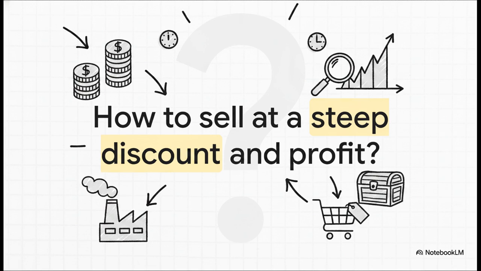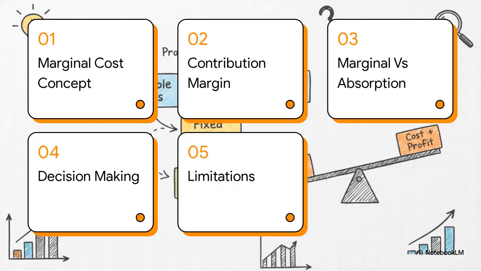Well, today, we're going to put on our detective hats and figure out exactly how companies pull this off without going bankrupt. Here's our quick roadmap for this explainer. We'll start with the marginal costing concept, move into the contribution margin equation, compare marginal versus absorption costing, look at smart managerial decision-making, and wrap up with the limitations of marginal costing.